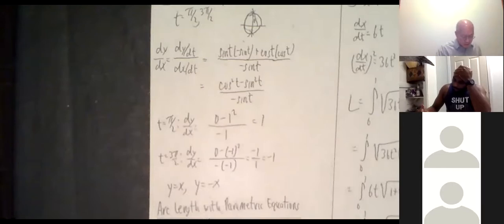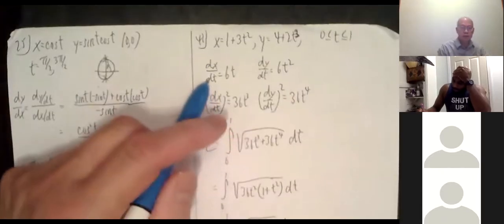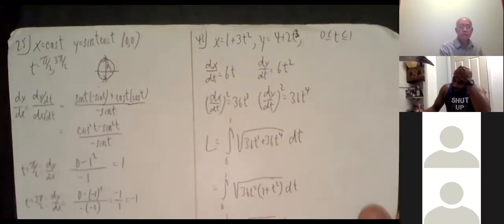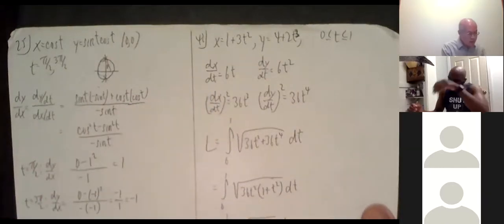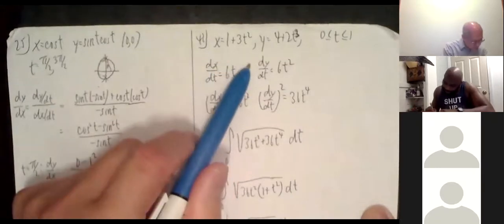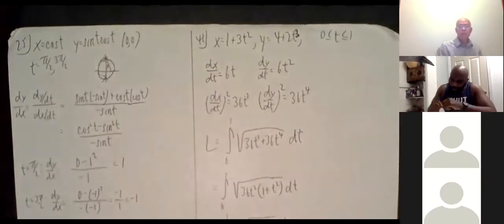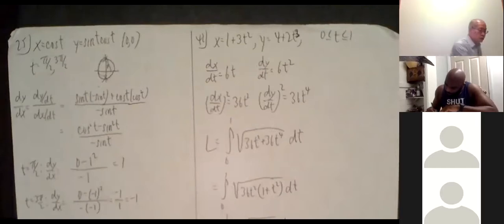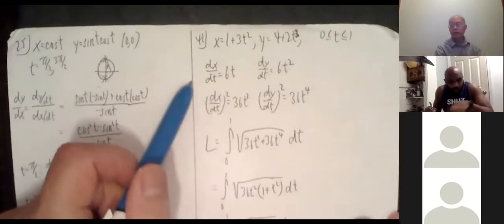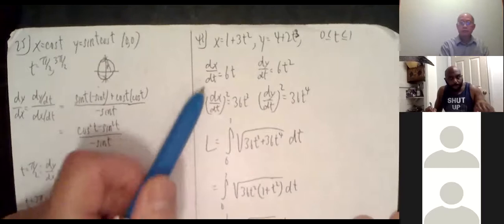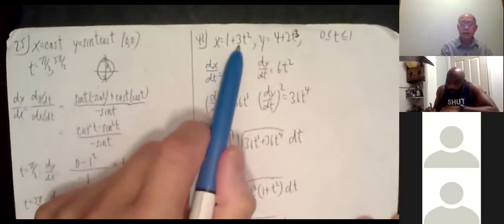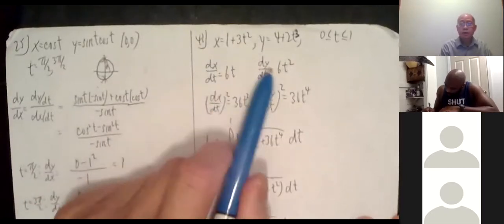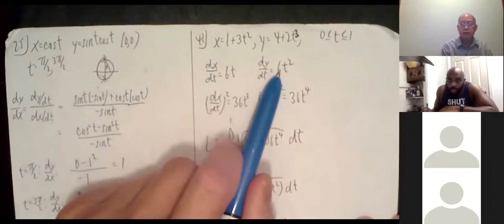And let me see, I have another one here, but do I want to actually do it? The question is, is it the same thing? Yes, it is the same. Okay. So 41 is another arc length problem. So x is 1 plus 3t squared, y equals 4 plus 2t cubed from 0 to 1. So I use the arc length formula. So dx dt, 6t. dy dt, 6t squared.